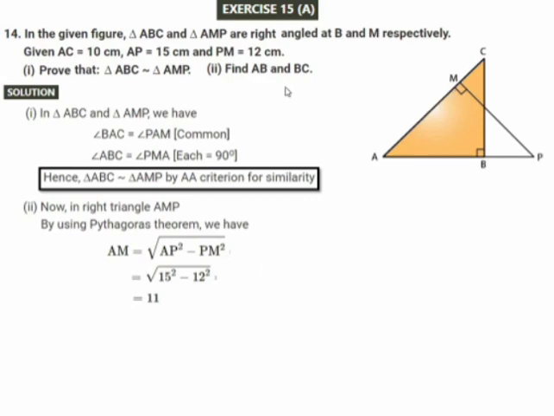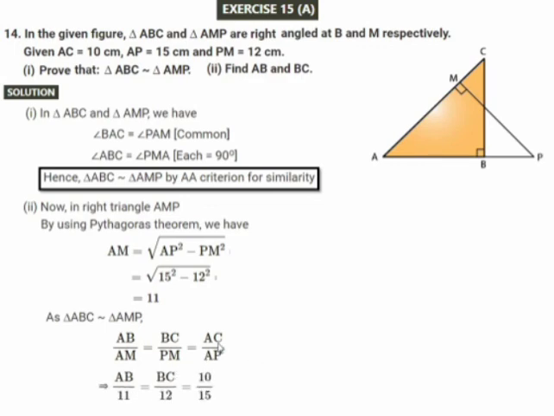Remember, you are asked to find AB and BC. As these two triangles are similar, we have corresponding sides proportional, isn't it? Whatever values we know, let's substitute. What is the value of AC? AC is given as 10, so 10 is written. AP is 15, so in place of AP I have written 15. PM is 12, so in place of PM I have written 12. And what is AM? Just now we found this to be 11, isn't it?